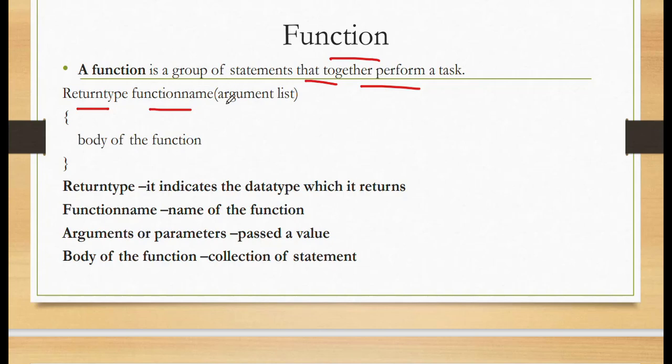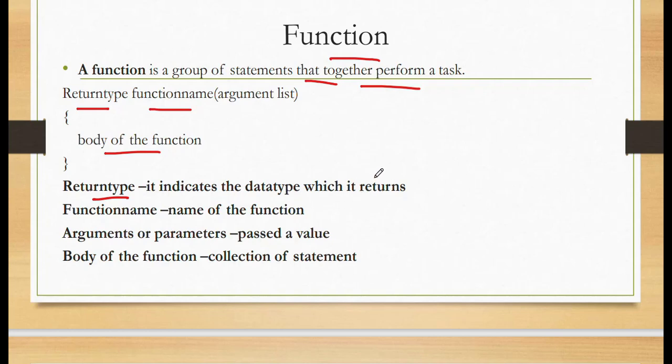And inside the open parenthesis is the argument list. Argument list means the variables you are going to pass inside the function. And then open and close braces, with the set of statements that perform the function. So this is called the body of the function. Okay, return type. Here the return type indicates the data type which it returns.